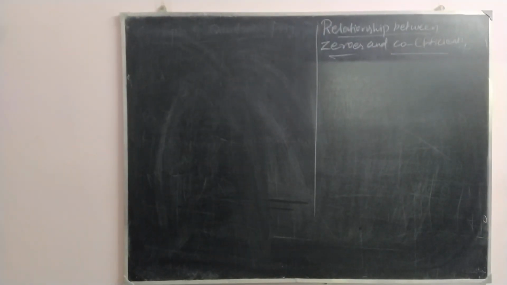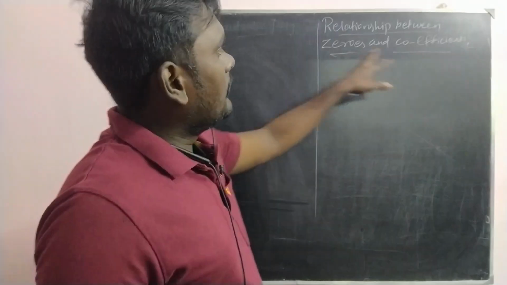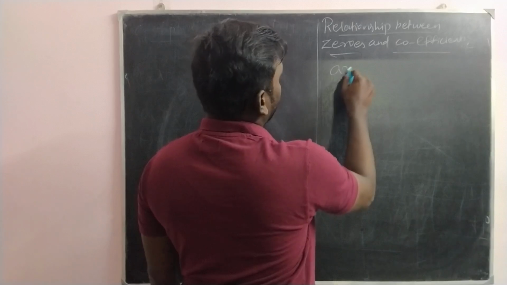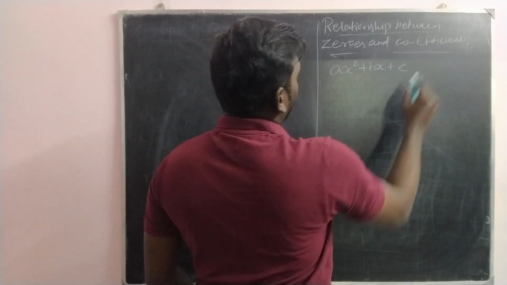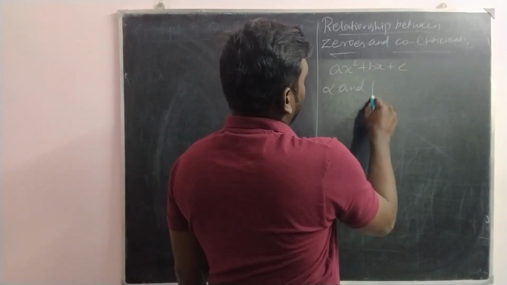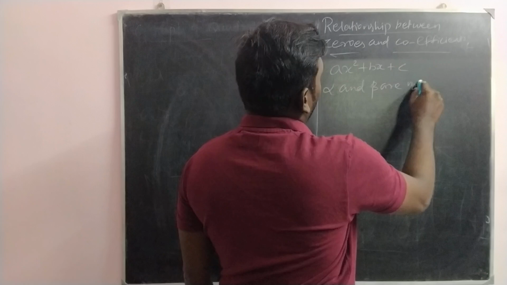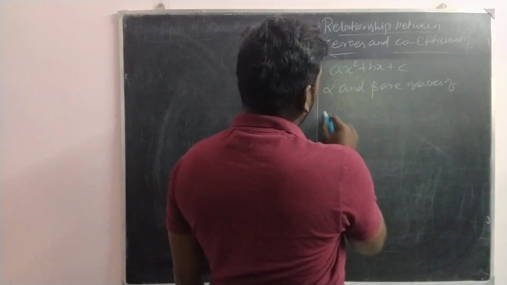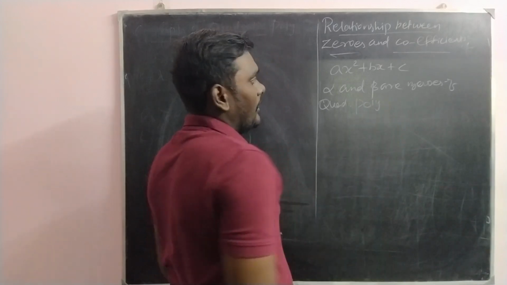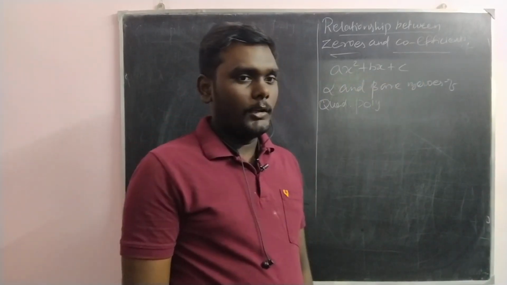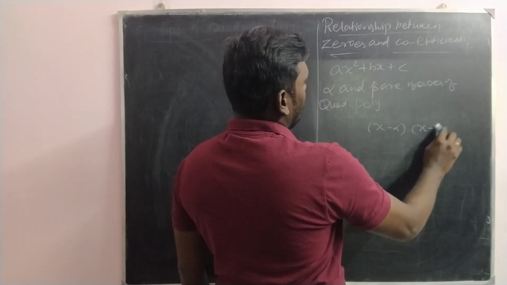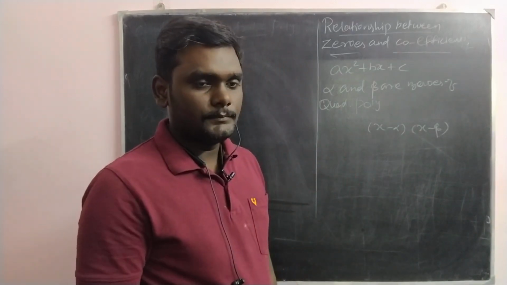Now here is the relationship between the zeros and the coefficients. The general form of a quadratic polynomial is ax squared plus bx plus c, right? When alpha and beta are the zeros of the quadratic polynomial, we can express the same polynomial as x minus alpha, x minus beta, isn't it?